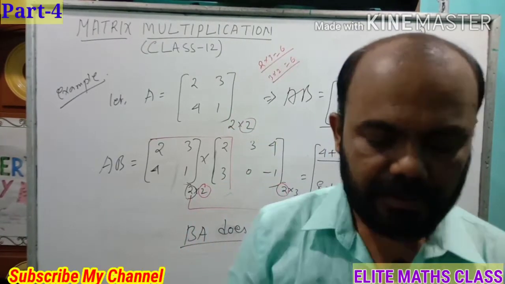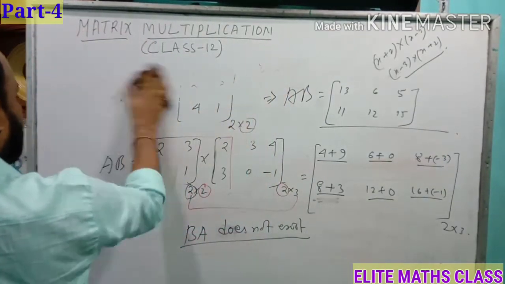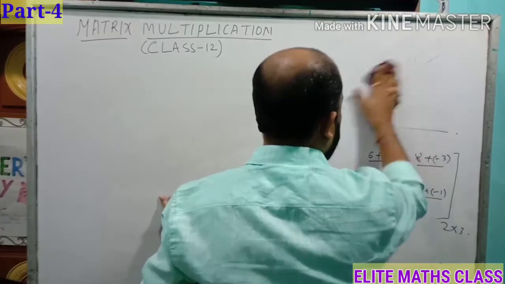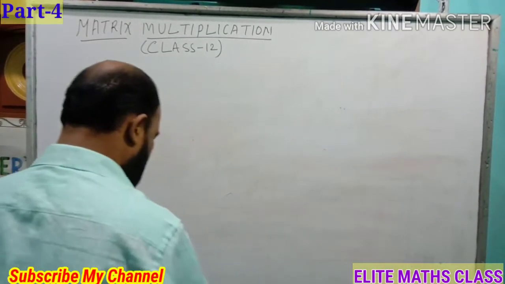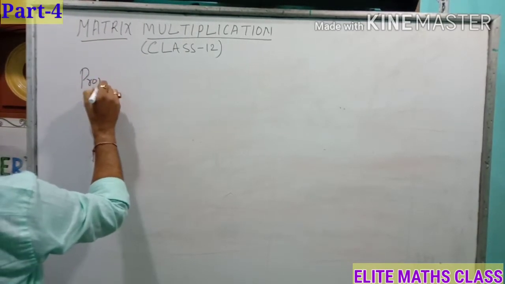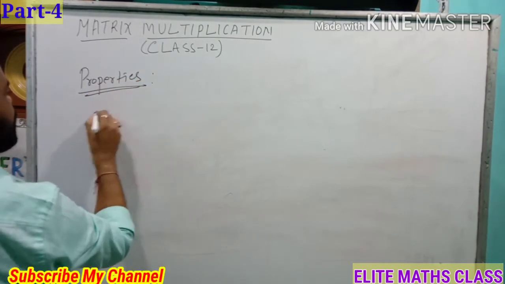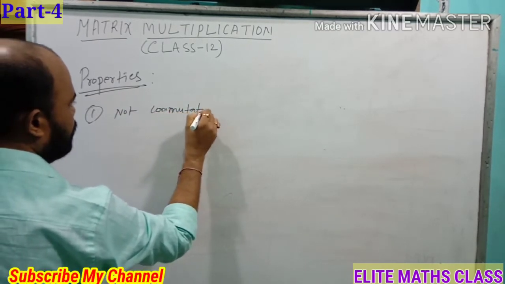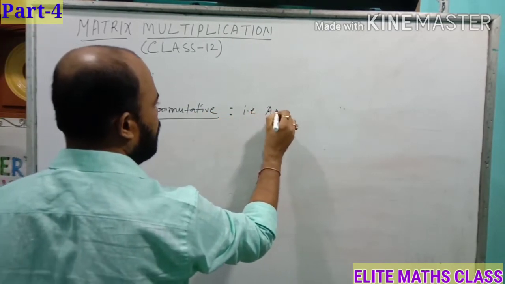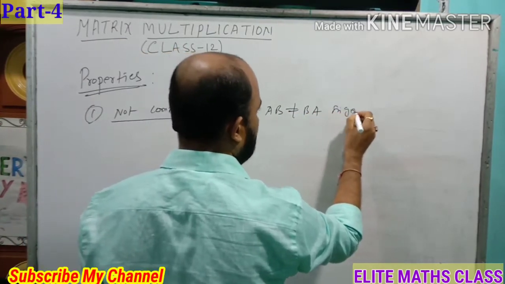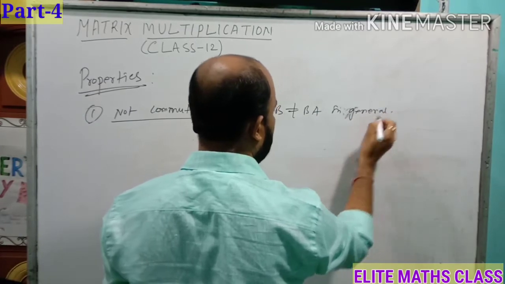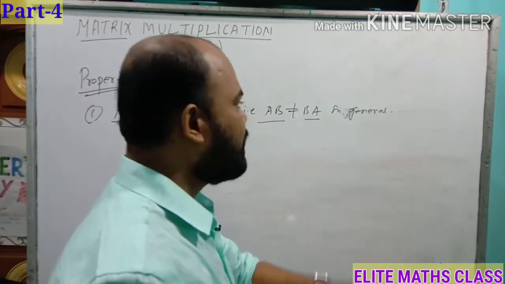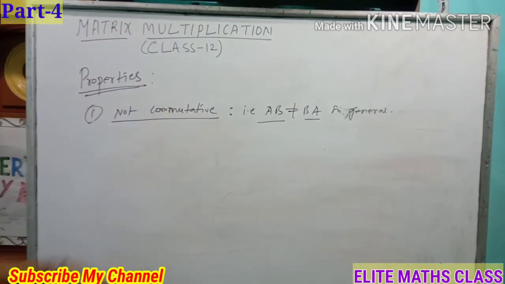Now let us see the properties of matrix multiplication. First one, it is not commutative. Matrix multiplication is not commutative, that is AB not equal to BA in general. In the previous example, we have seen that AB exists but BA does not exist. In some cases, if both exist, their values may not be equal. That is, matrix multiplication is not commutative.